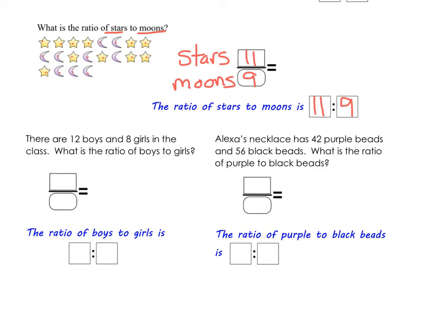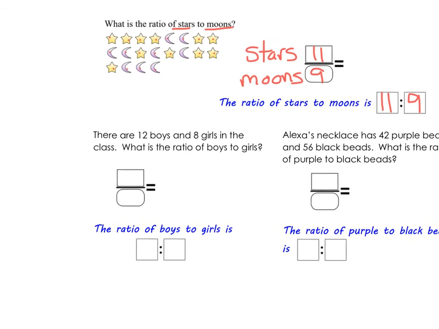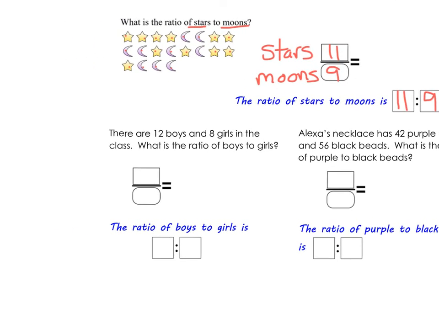All right, let's go ahead and look at these word problems here. It says there are 12 boys and 8 girls in the class. What is the ratio of boys to girls? Okay, I'm going to go ahead and put my label in the order that I see it. I see boys first and girls second. So I want to make sure I put boys to girls as my ratio. Okay, so here there are 12 boys, so I'm going to put 12 first, and there are 8 girls, so I'm going to put 8 second.